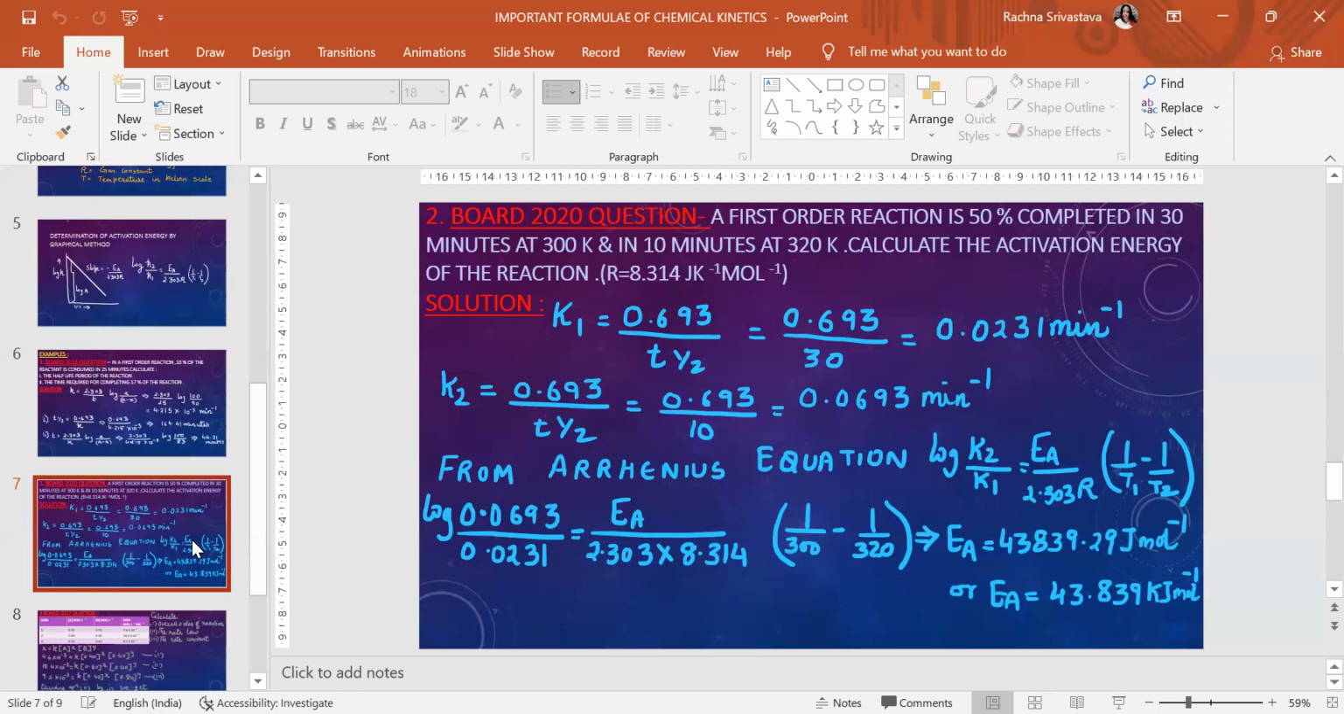On substitution, your value of activation energy is coming as 43,839.29 joules per mole, which you can always convert into kilojoules. So your final value will be 43.839 kilojoules per mole. Now it is not necessary that you convert it into kilojoules. If you convert, well and good. Otherwise, you can leave your answer in terms of joules if it has not been asked in the question. If they are saying to calculate in terms of kilojoules, then definitely the conversion will be required. Otherwise, it's not required.